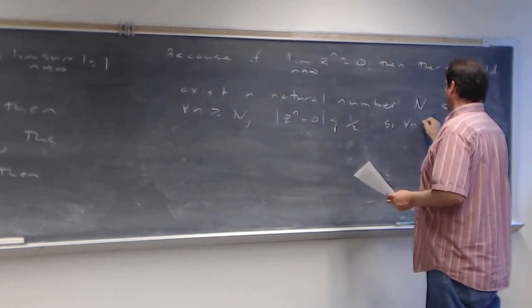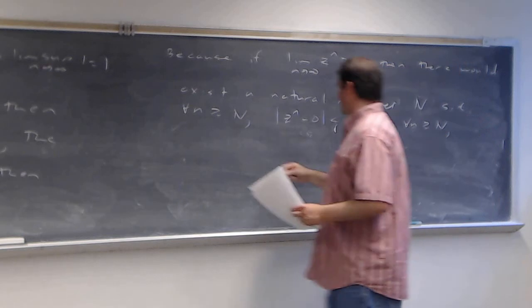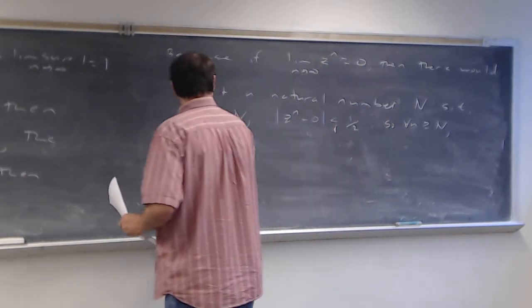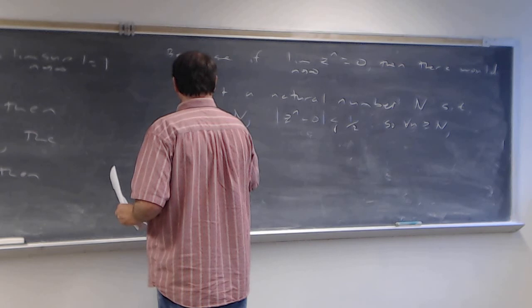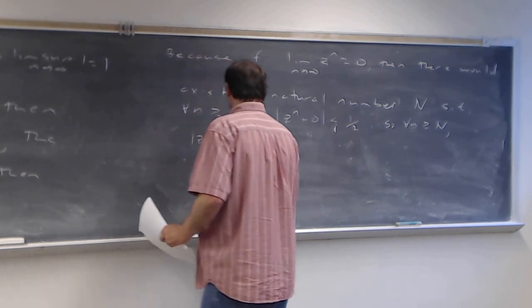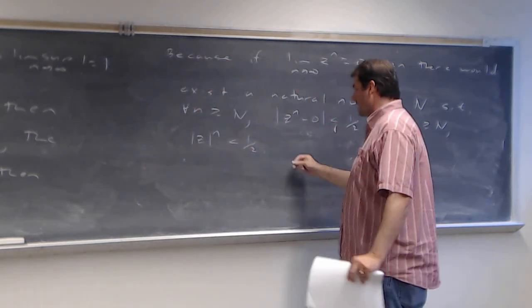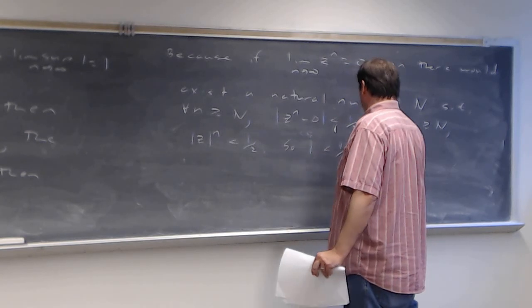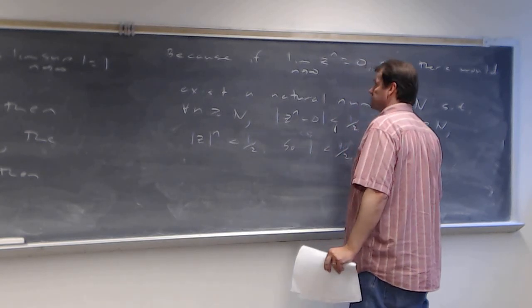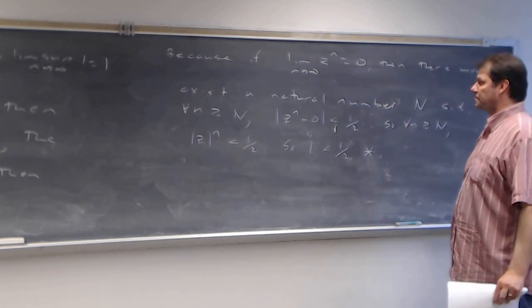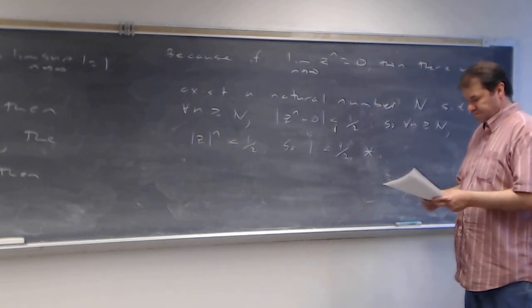So that says for all n bigger than or equal to this big N, we'd have z to the n minus 0, which is just z to the n. The norm of z to the n is the norm of z raised to the n. That would be less than 1/2. But the norm of z in this case is 1. So we'd have 1 raised to the n, which is 1, is less than 1/2. And that's a contradiction. So that says that z to the n can't go to 0.